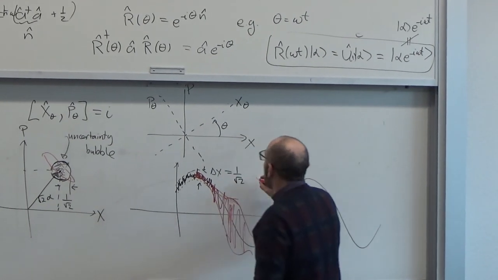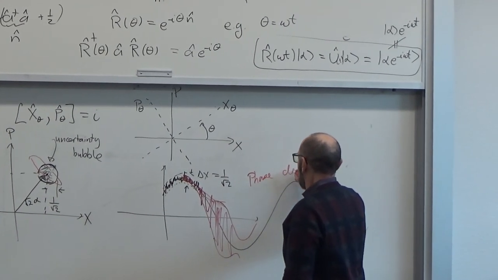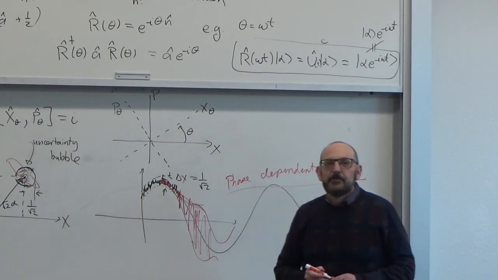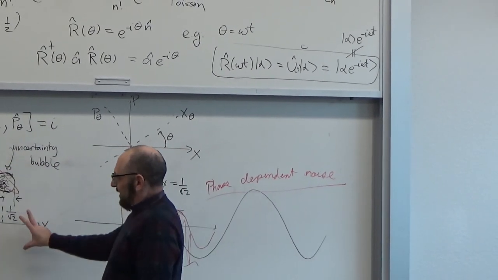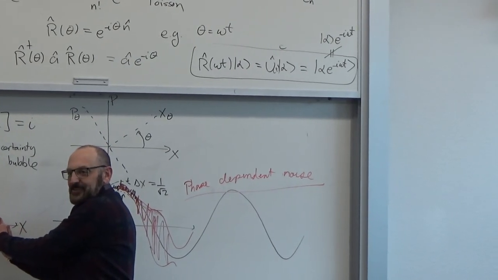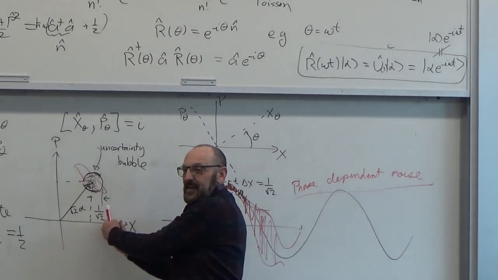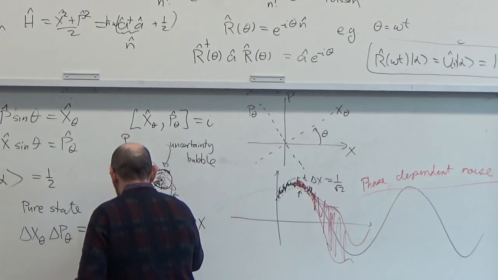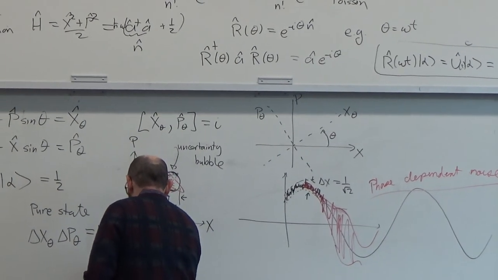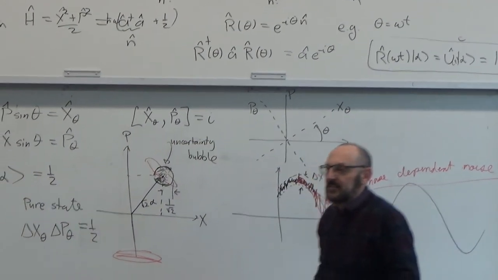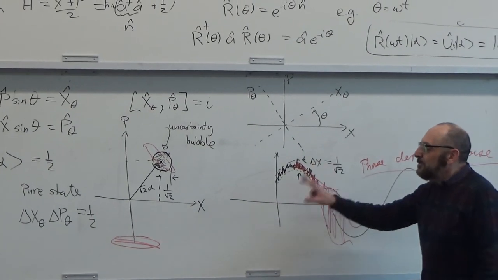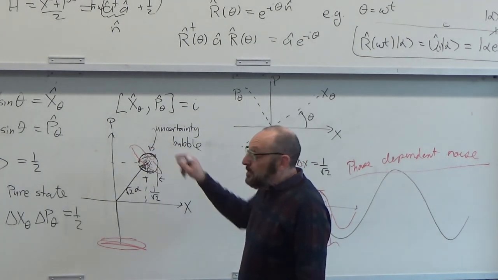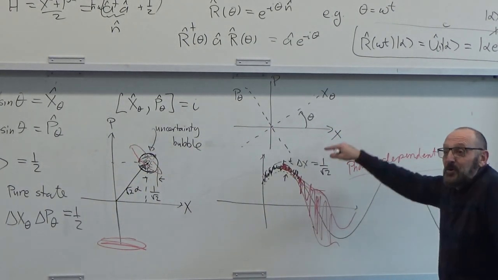So the noise is phase dependent. When this thing is right on axis, when I'm measuring x, it has very little noise. I can see when it crosses the x-axis. But on the p-axis, later at some other time, it might be along here. So this would be what we would call an amplitude squeeze state, because the amplitude is very well defined. But the phase is very undefined, because I can't see when it goes to zero.